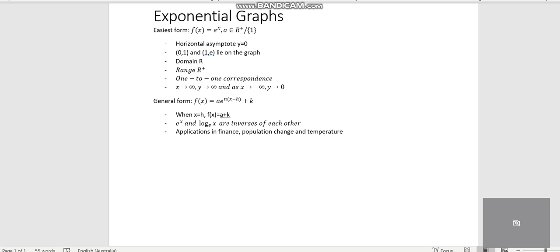So in its easiest form, sorry about that. In the easiest form, it is f of x equals a to the x, where a, we'll call it a for now, we'll get to e later. Well, a is a real, positive number, except for one.